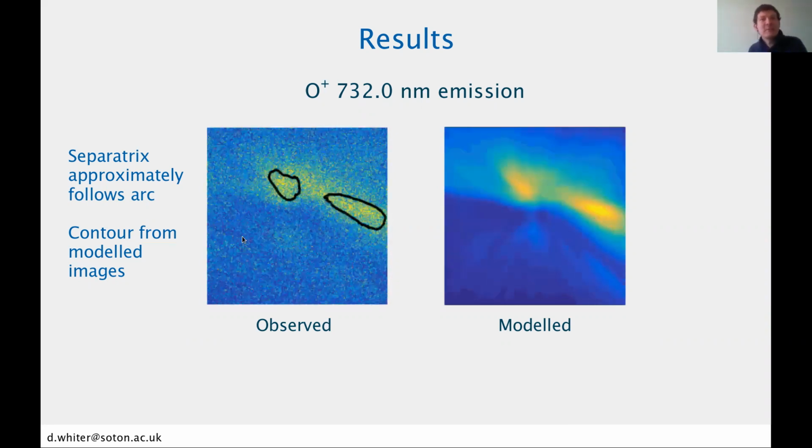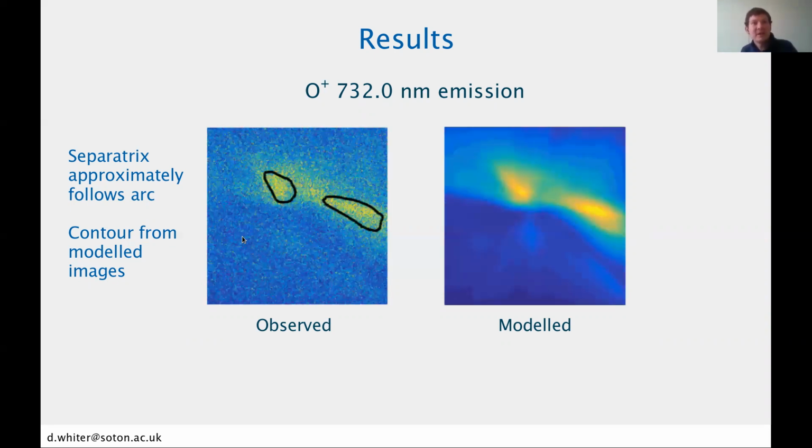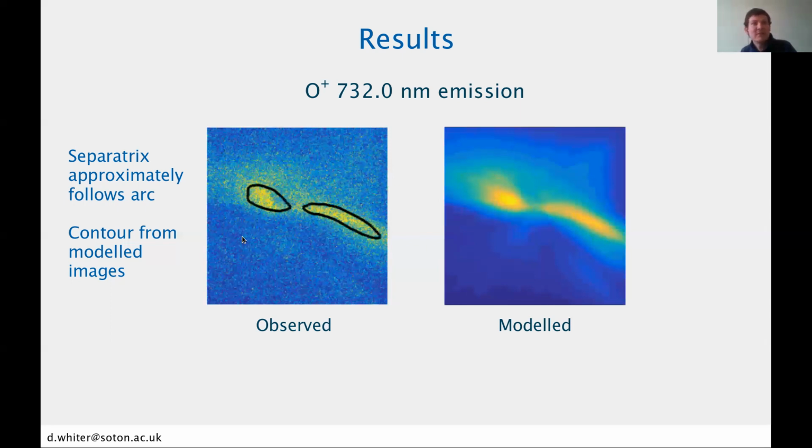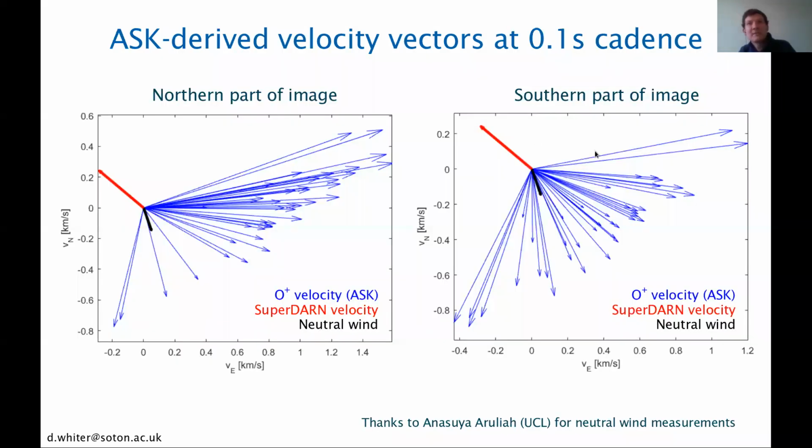So we think we now know what the transport term is in the continuity equation, so we know what the ion velocities are, and from that we can get the electric fields. These are the results of the ion velocity in the northern part, above the separatrix, and the southern part below the separatrix. Because we solved this at the resolution of the ARSC observations, we can get the ion velocity vector at a 0.1 second cadence with that overall feature.